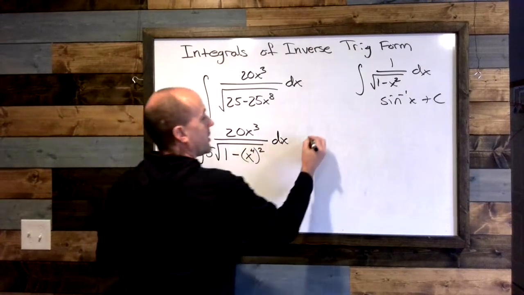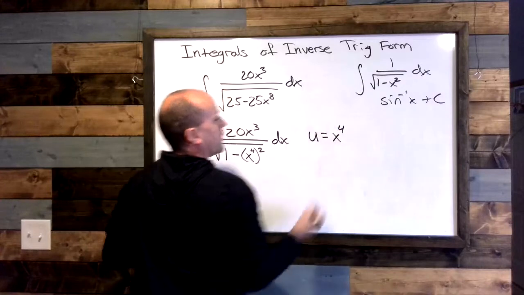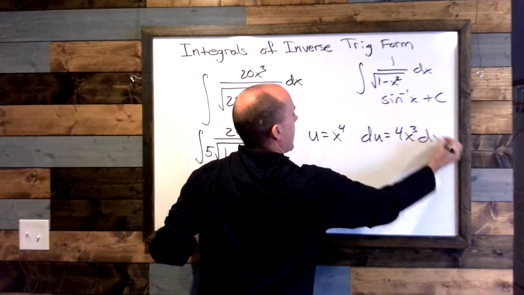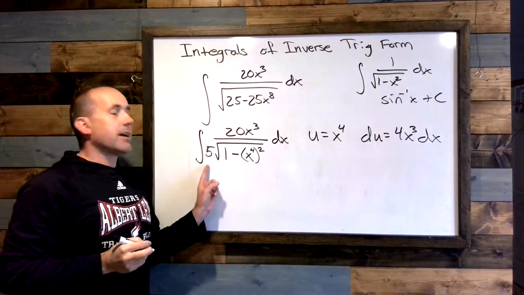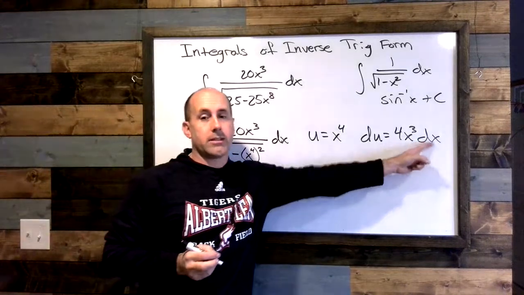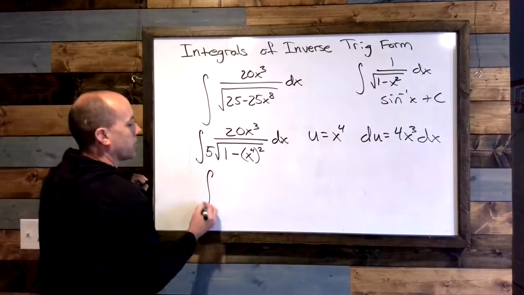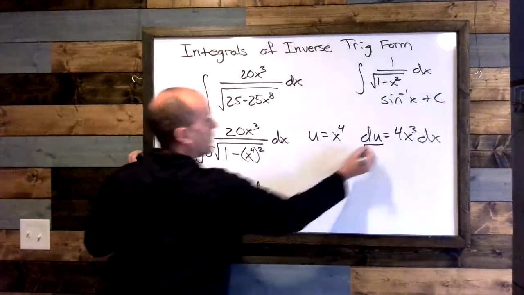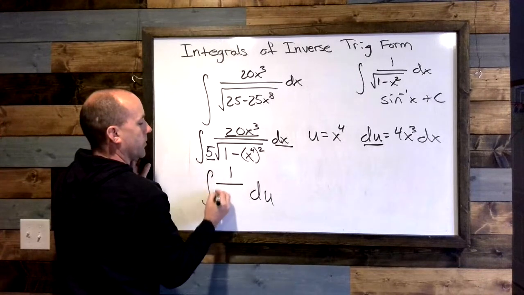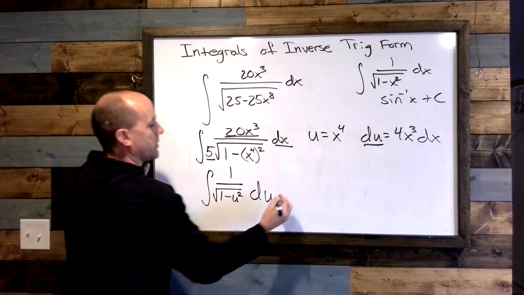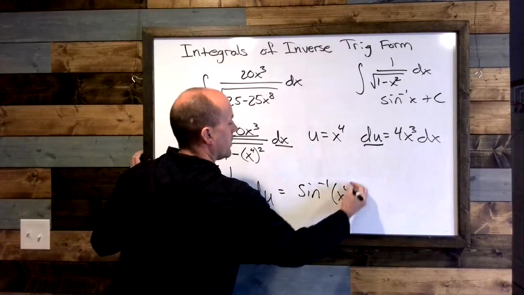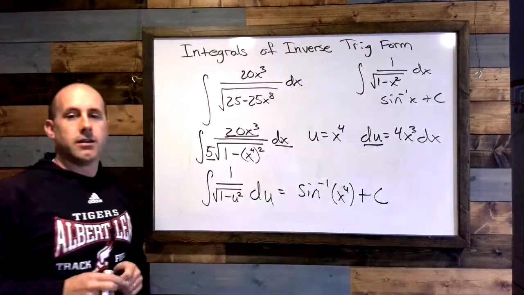What is u in this situation? U is x to the 4th. du is 4x cubed dx. Do you have a 4x cubed dx? You do. 20x cubed over 5 is the same as 4x cubed dx. So I have my du. That gets rid of that, and that. I'm left with 1 over the root of 1 minus u squared, which we said was inverse sine of my u value, x to the 4th, plus a constant.